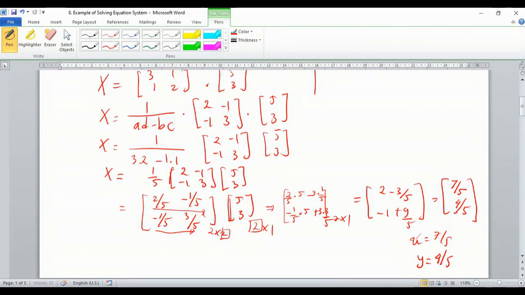If they're asking, the answer can be written like this or like this. I hope you understand. So let's jump to another example.